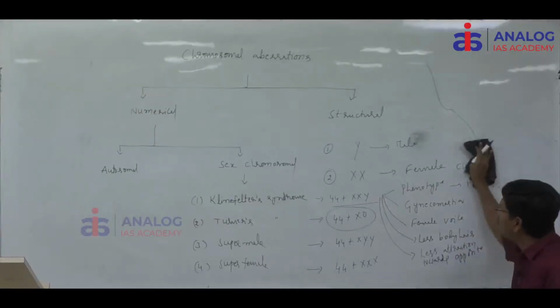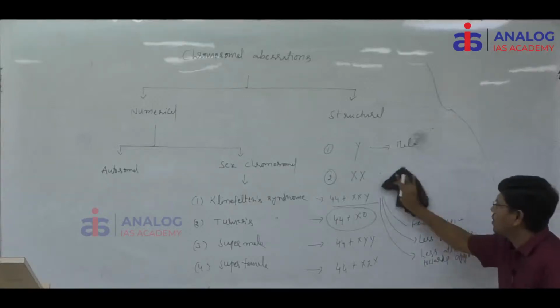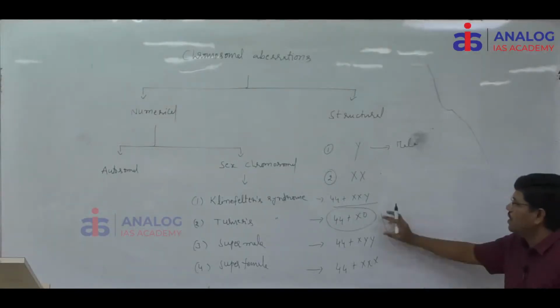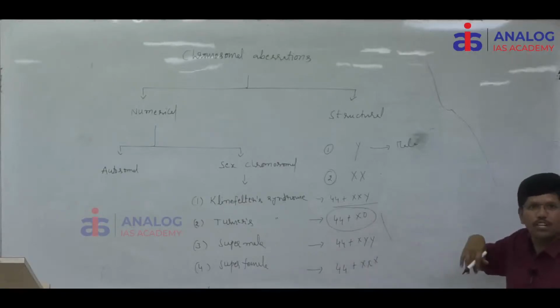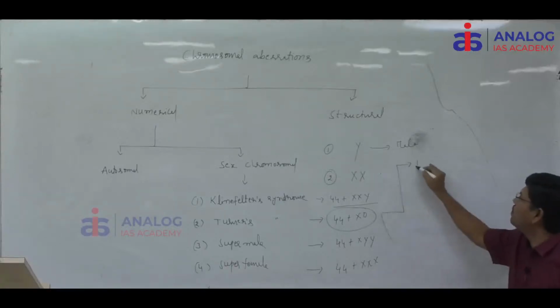Now tell me, what are the characteristics of Turner's syndrome? Internally in our body, this is the genetic picture. This is called genotype. The external form is called phenotype. Genotype is 44+X0. Now tell me, what will the phenotype be?